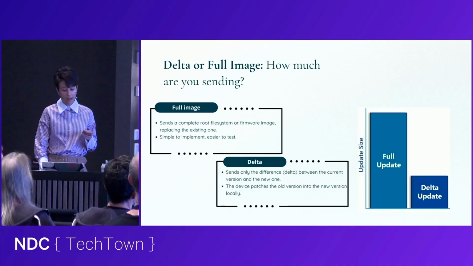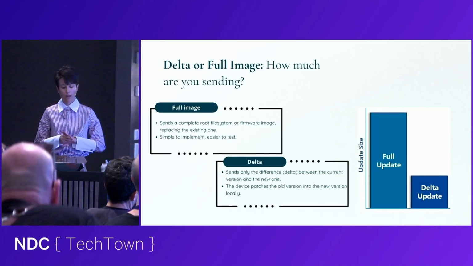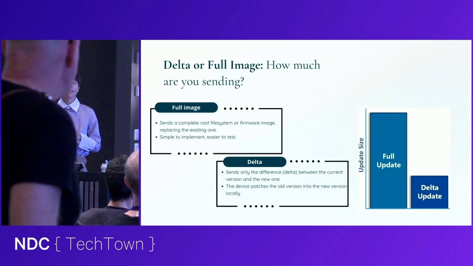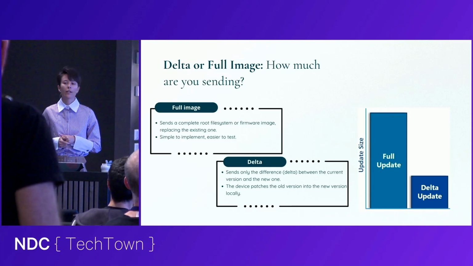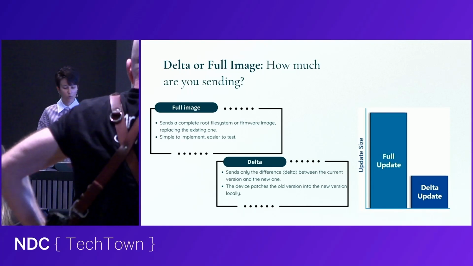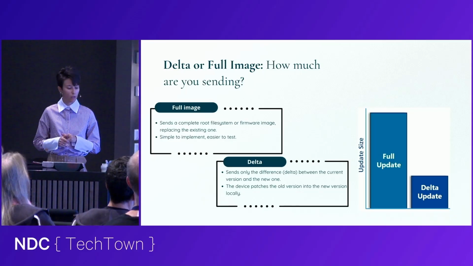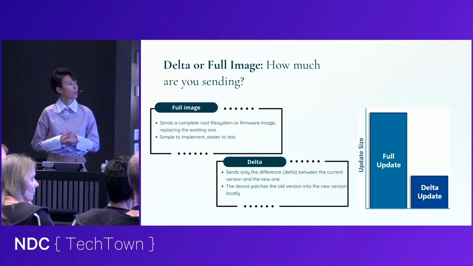Next, let's discuss delta or full images. The easiest approach will always be installing a full image onto your device, because you don't want to have a risk of comparing the images, etc. So it's always easiest to install the full image.